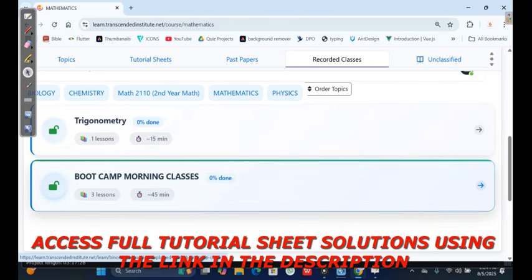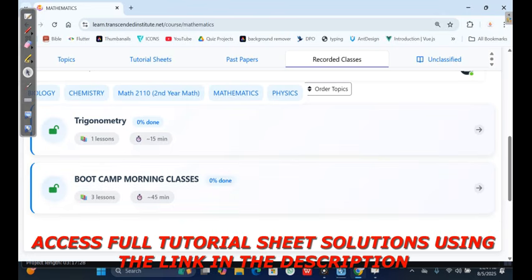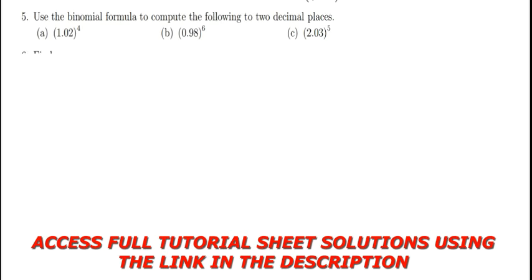Okay, so let's go back. Now let us go ahead and also talk about this type of question that falls under binomial series. So the question is saying, use the binomial formula to compute the following to 2 decimal places.